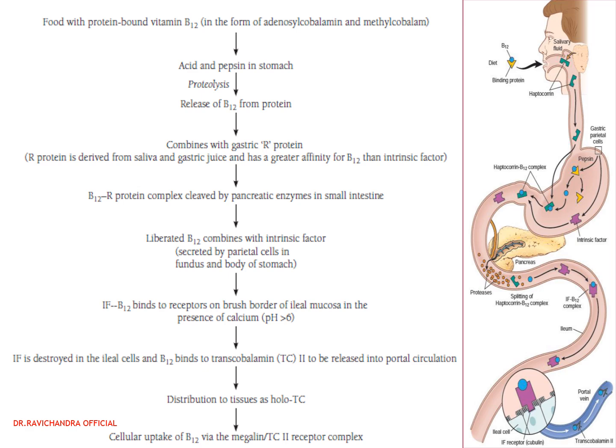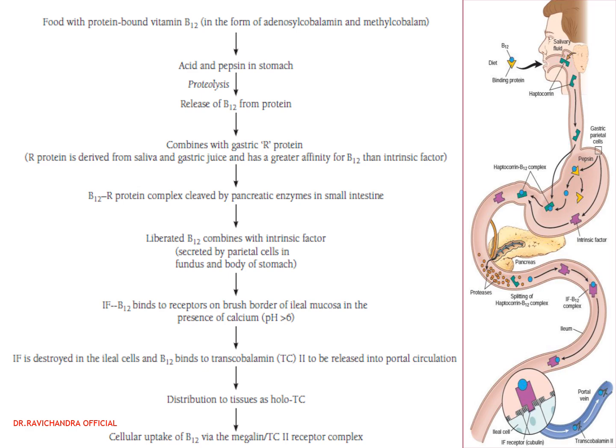The B12 R protein complex is cleaved by the pancreatic enzymes in the small intestine. And again, this liberated B12 will combine now with the intrinsic factor, which is secreted by the parietal cells in the fundus and body of the stomach. Now this intrinsic factor B12 will bind to the receptors on the brush border of the ileal mucosa in the presence of calcium, when the pH is more than 6.